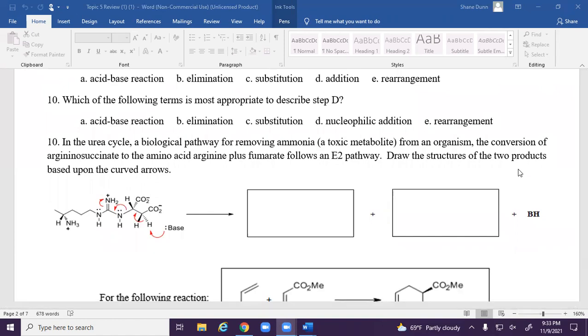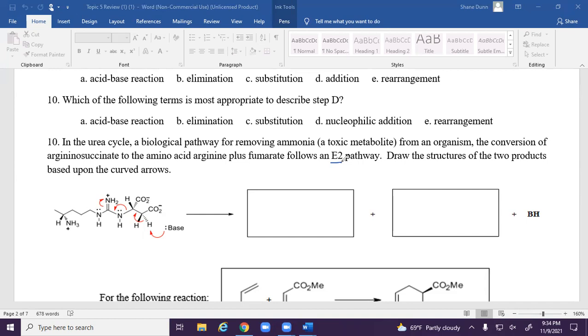In the urea cycle, a biological pathway for removing ammonia, a toxic metabolite, conversion of one compound to the next forms products in an E2 pathway. Draw the structure of the two products. So E2, what's that mean? Elimination. Eliminating something. So what's going to happen? I'm going to make a what? Double bond.